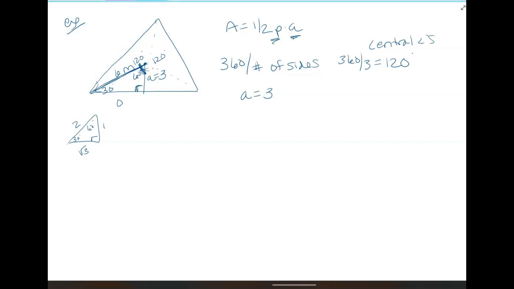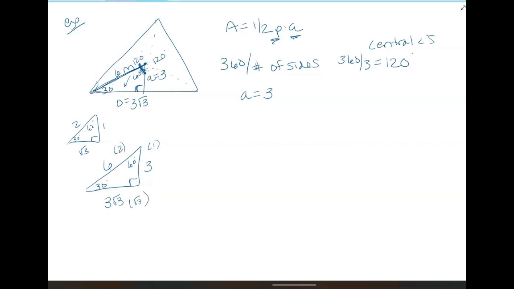We know the opposite side because my relationship said take the short side and multiply it by the square root of 3, and that gives us the side opposite the 60-degree angle. If you want to just see this triangle outside, this is 6, this is 30 degrees, this is 60. So this means this is 3 and this is 3 root 3. Remember, this is 1, 2, square root of 3.